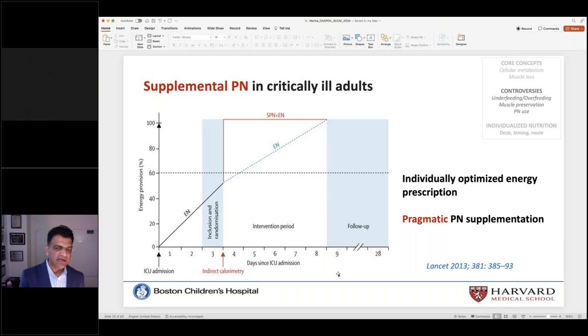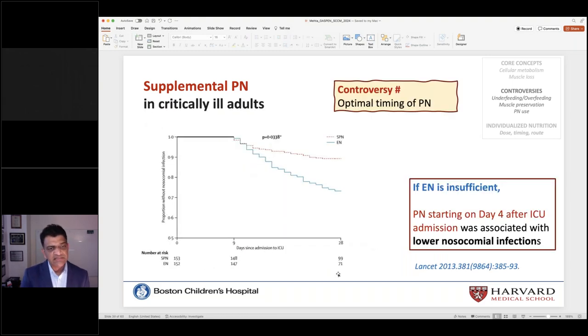What did they find by using PN, and not too early, not too late, but somewhere on day 3, day 4? It's this. They found a lower nosocomial infection rate in patients where PN was supplemented on day 3 to day 4, where overfeeding was avoided. So this is fascinating. Hence the controversy of optimal timing of PN continues.